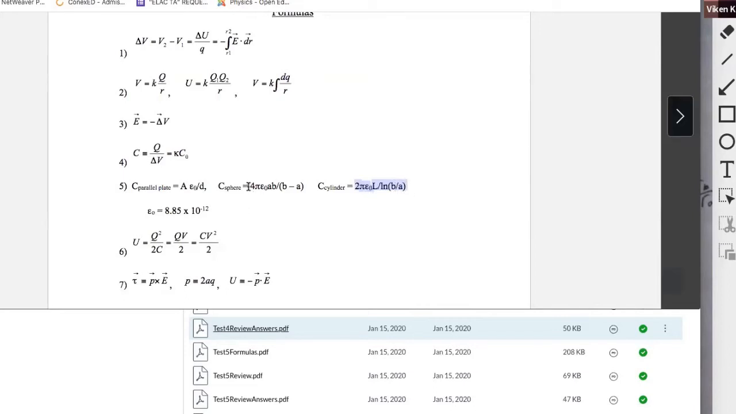Okay, and then once we derive the sphere, we can write it in terms of the E0 also, and it'll be RA RB over RB minus RA. And then the next thing we're going to derive is the potential energy equation for the potential energy of a capacitor. And then the last topic is the torque topic, torques and dipole moments. Okay.